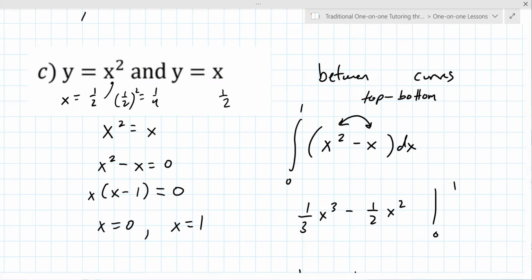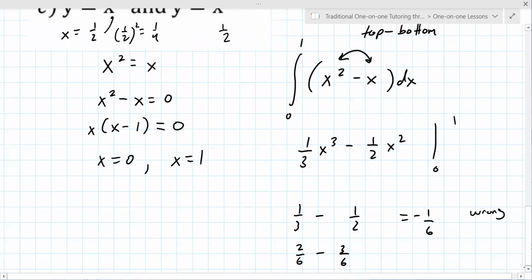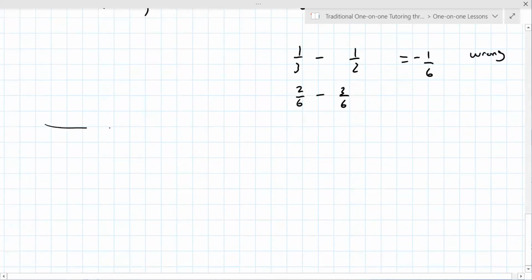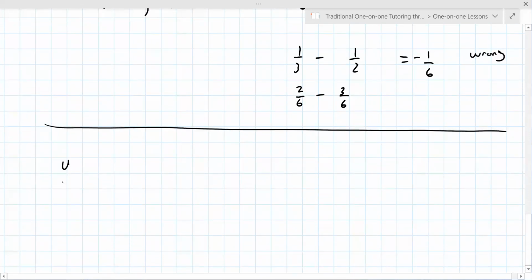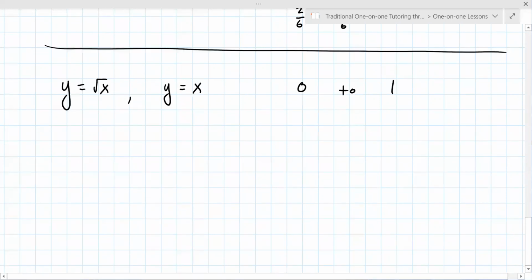Okay. So if you understood that, this should have been x minus x squared, and then you'd flip all this other stuff along the way. You would actually get positive 1/6. Okay, so new question for you. Let's say it's y equals square root of x and y equals x. And we want to go from 0 to 1. Could you try this one on your own, please, and correctly figure out which one's on top and which one's on the bottom?